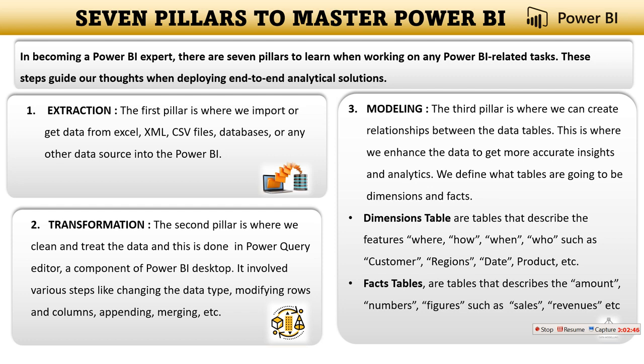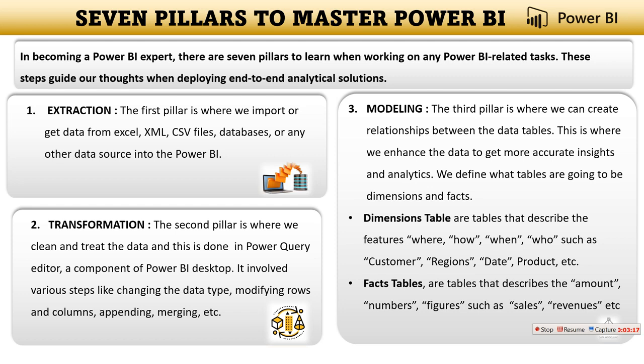And the second one is transformation. This is where we clean our data, where data is being treated, and this is done in Power Query Editor. Usually some data comes in a messy format. So before we load the data into Power BI Desktop, we need to clean the data and make sure that it is in a standard way for modeling and reporting. And this is done in Power BI Desktop.